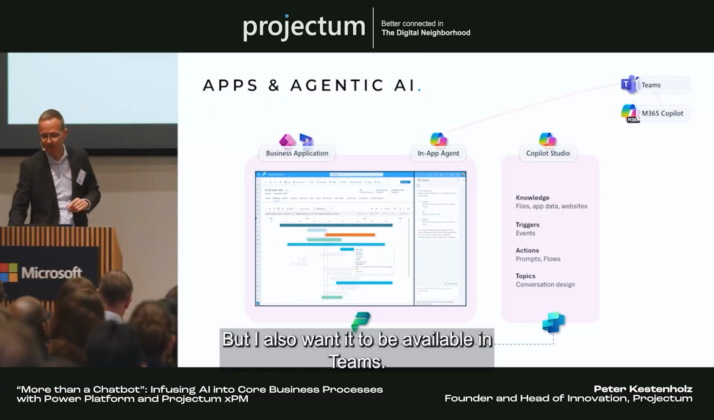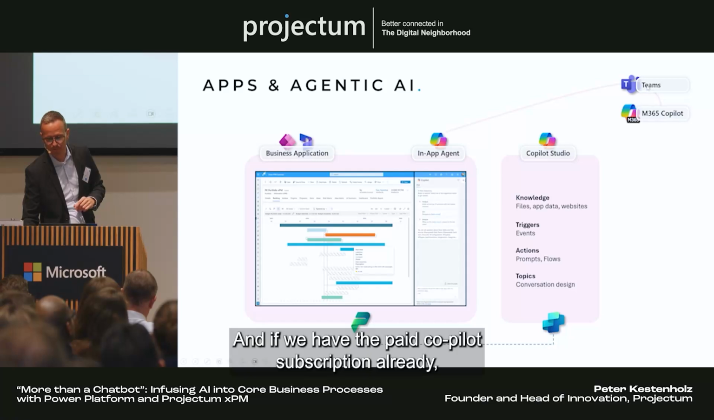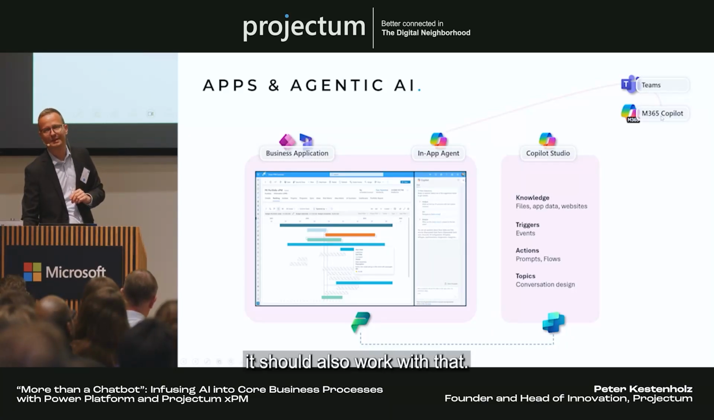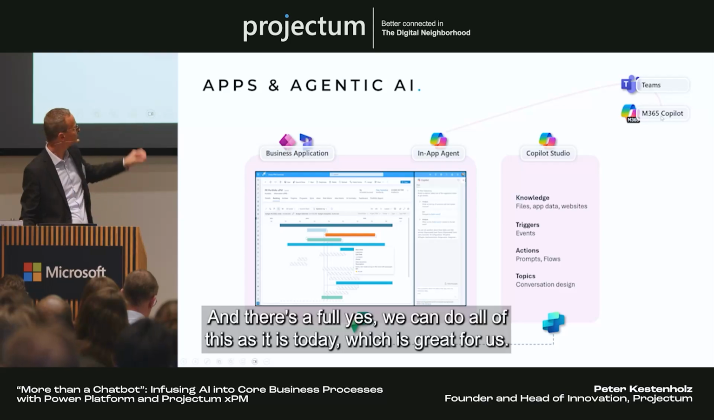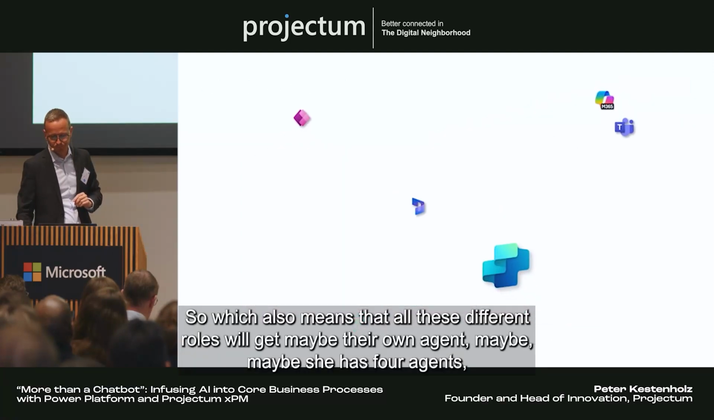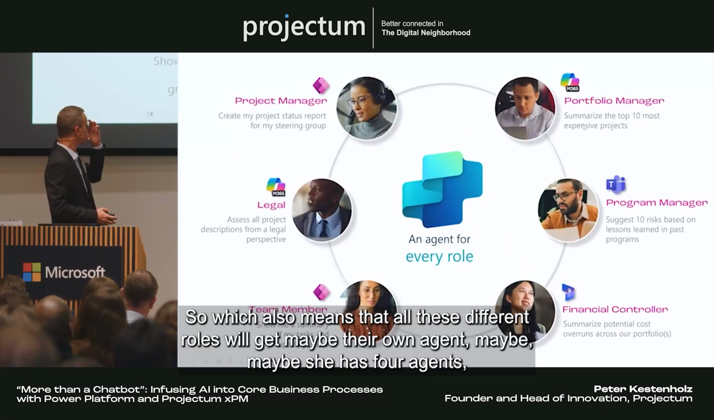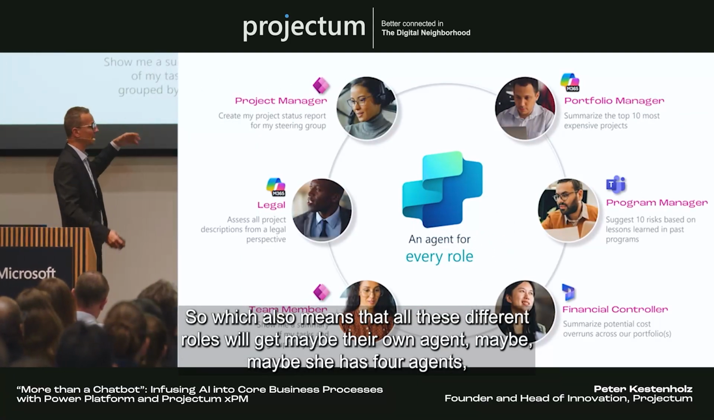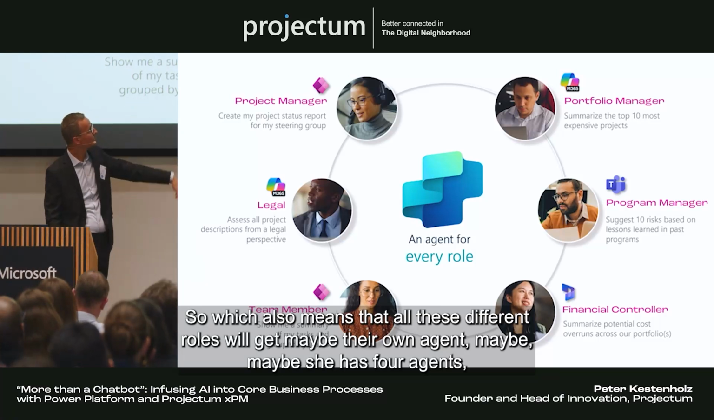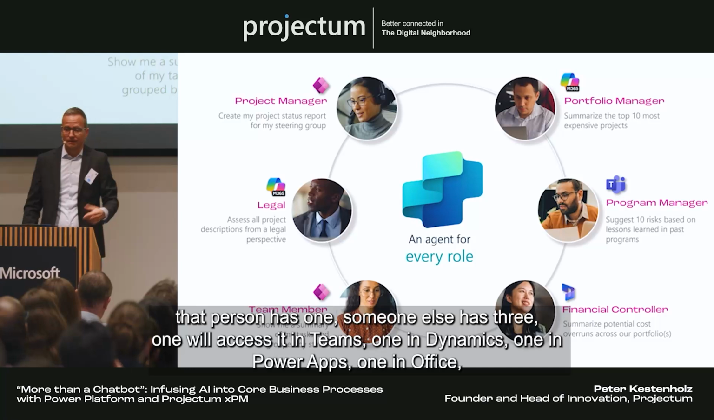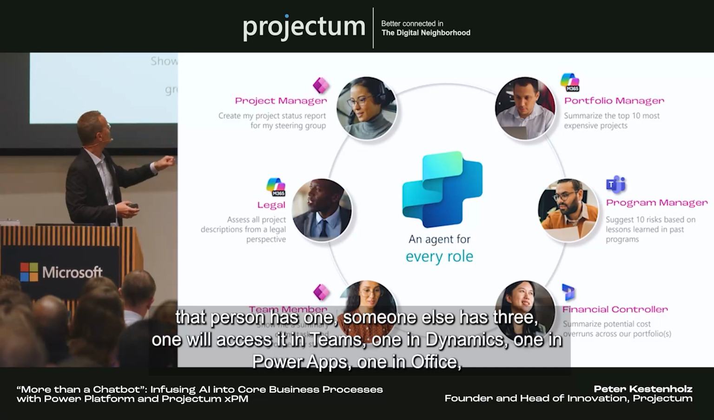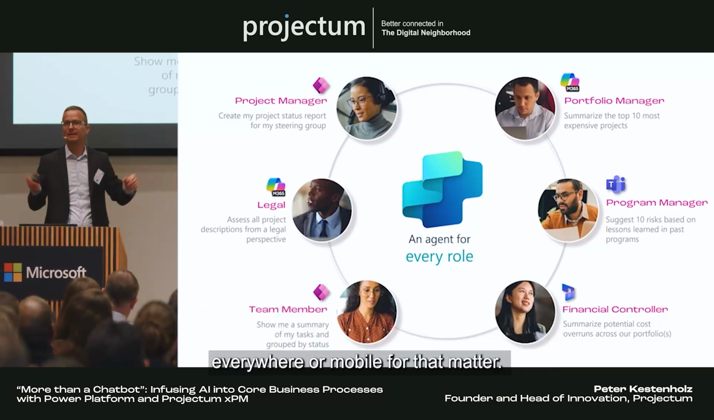But I also want it to be available in Teams. And if we have the paid Copilot subscription already, it should also work with that. So, and there's a full yes, we can do all of this as it is today, which is great for us. So, which also means that all these different roles will get maybe their own agent. Maybe she has 4 agents. That person has 1. Someone else has 3. One will access it in Teams, 1 in Dynamics, 1 in Power Apps, 1 in Office, everywhere, or mobile for that matter.